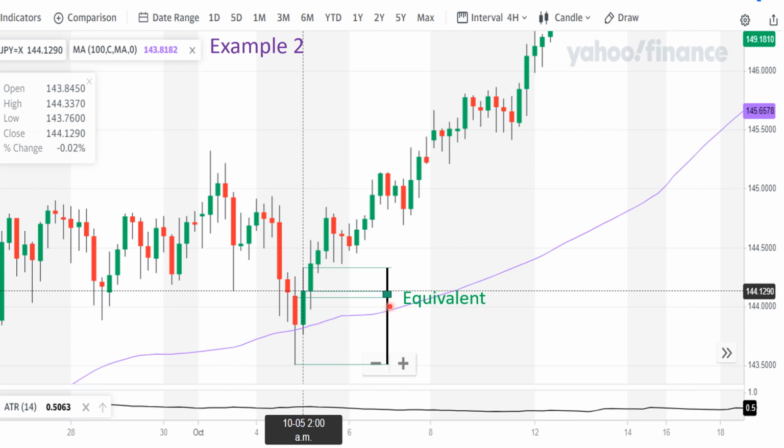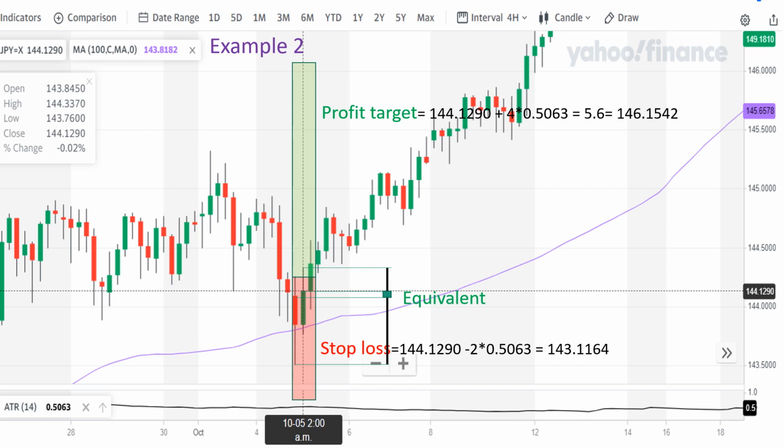So we can enter the trade at the close price of this equivalent candle and put our stop loss 2 ATR below the close price for stop loss, and 4 ATR above the close price for profit target. So this way we get 2-to-1 reward risk ratio, and this is going to be our stop loss, and this is our profit target, and also this is the information for this equivalent. You can also go to 1 hour time frame and enter the trade the same way as I explained here.